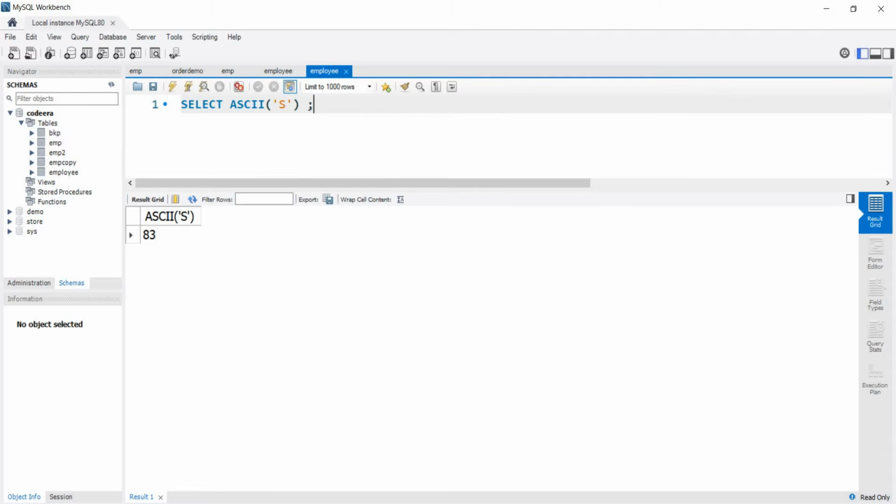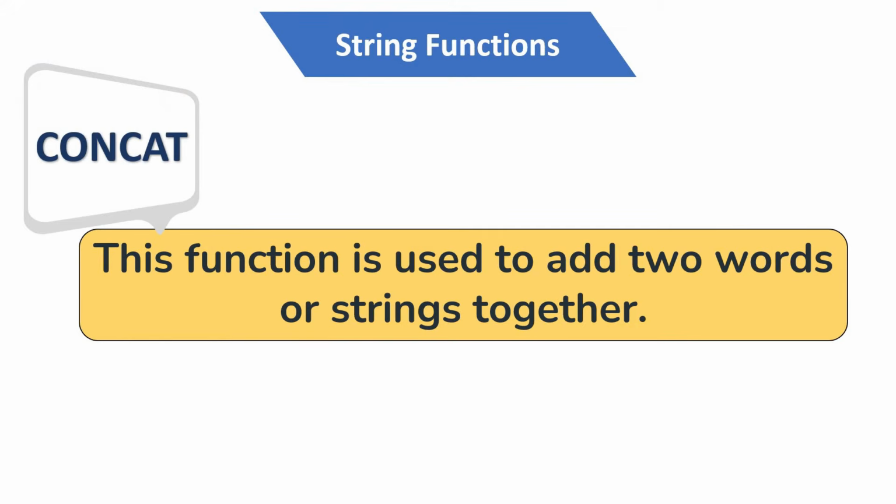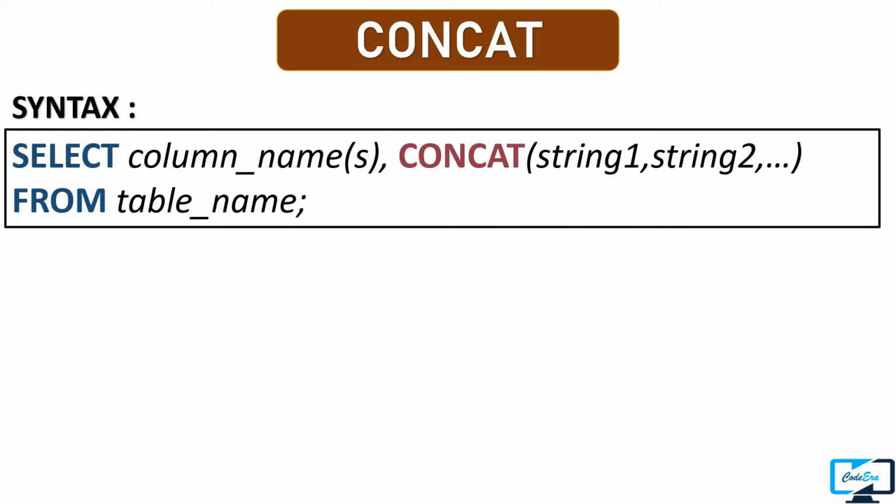After the ASCII, our next string function is concat, which is very important. This function is used when we have to concatenate or add 2 or more strings together. This is the syntax to use the concat function. In parentheses we have to pass the multiple strings that we want to add or concatenate, and as a result it will return a single value.